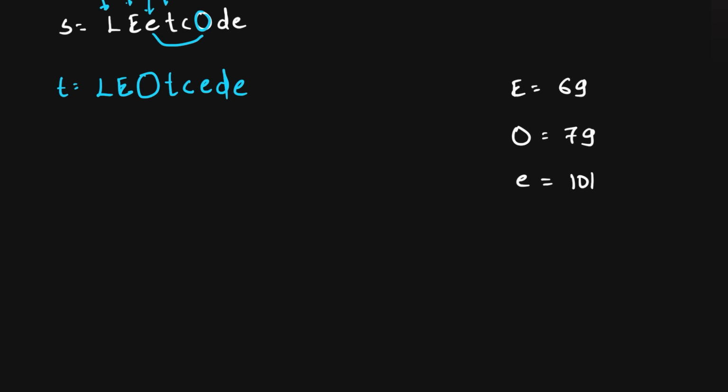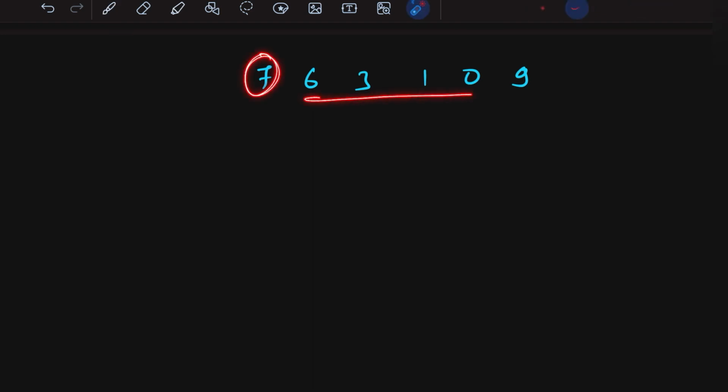Now let's try to derive the intuition to solve this question. What comes to our brain? Say for example, we are given the numbers 7, 6, 3, 1, 0, 9. If I'm standing over here, I need to find any other number which is smaller than this 7, the smallest to the right of that 7. So which data structure comes to our mind in order to find the smallest? One thing we can do is simply sort these numbers.